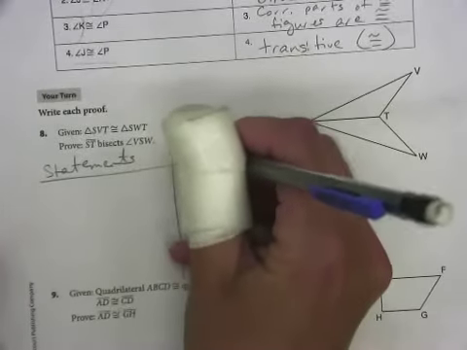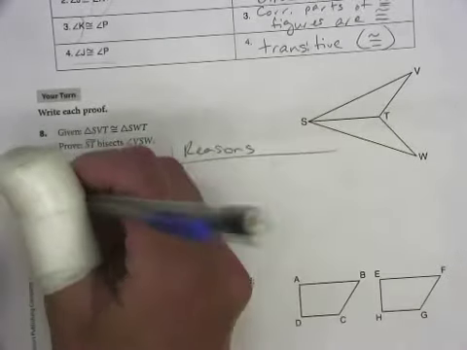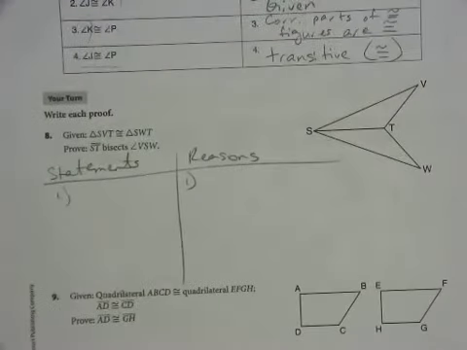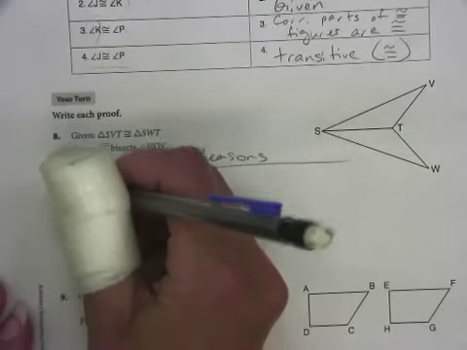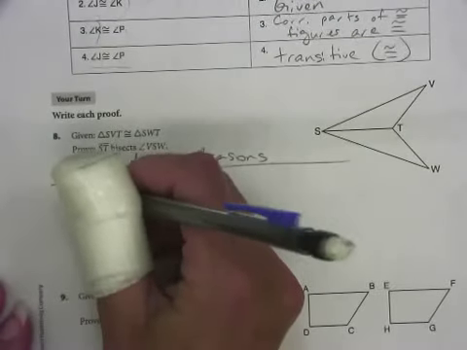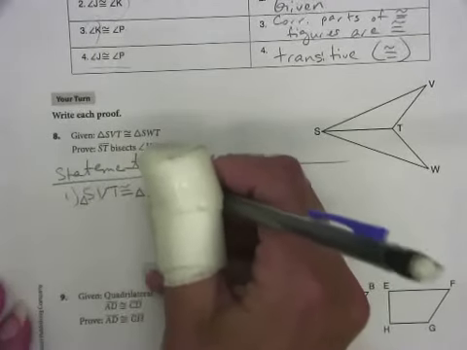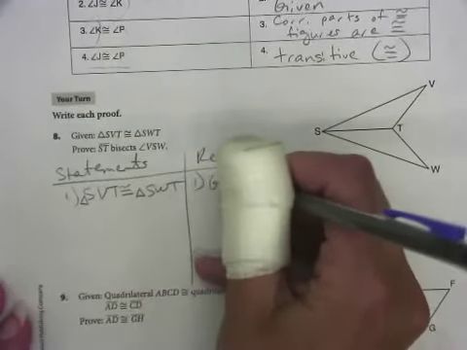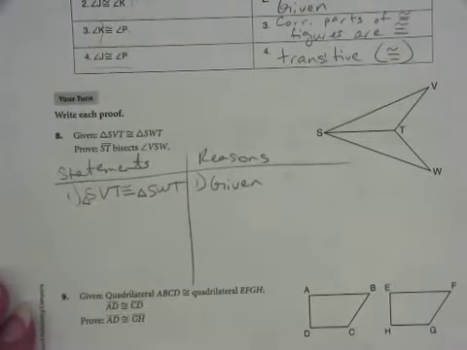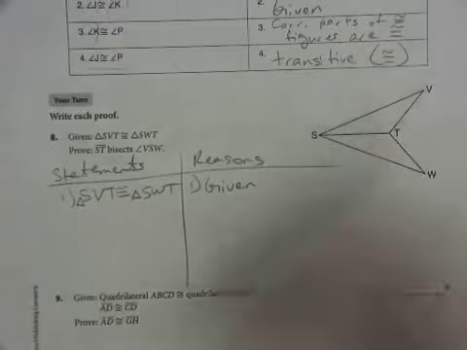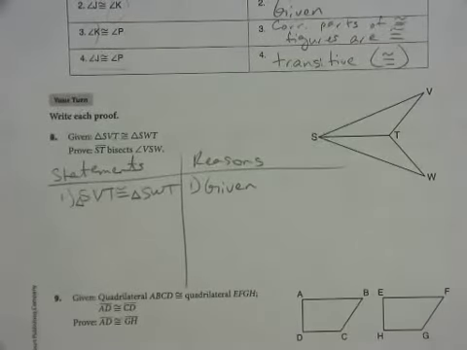Let's do another proof. Okay, so we have statements and reasons. And 99.9% of the time, you start with the given. So that's what we're starting this proof with. Triangle SVT is congruent to triangle SWT. And that's what I'm given.